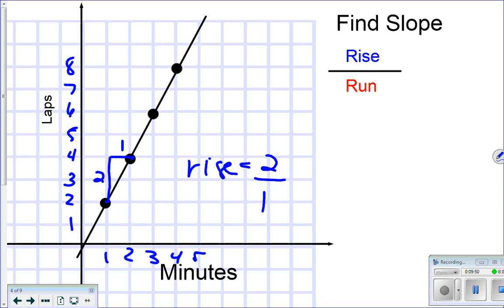Okay. What if you said, well, I don't want to pick those 2 points. I want to pick this one and this one. Let's find slope for these 2. So I'm going to go up 1, 2, 3, 4. So there's my rise. And my run is what this time? So no matter what points you pick on this graph, it's always going to be the same slope. It does not matter what points you pick.